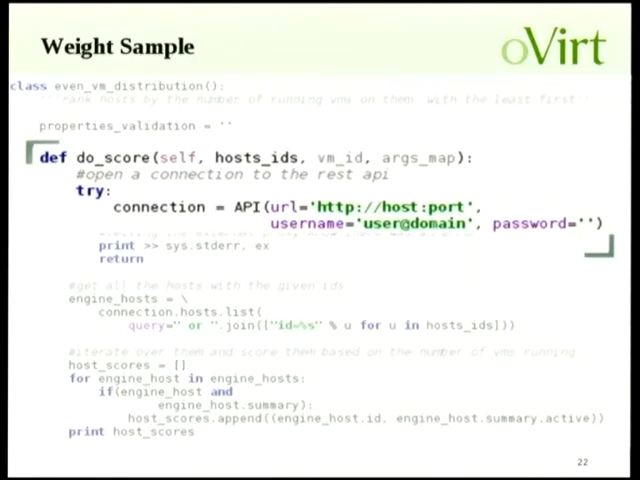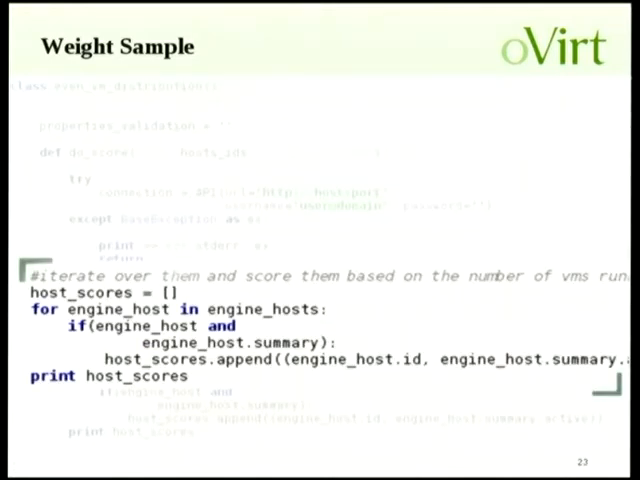We connect to the SDK, and then the logic of the weight is basically we iterate over all the hosts, and we append to a list a tuple of the host ID and the weight of that host. The weight of the host is the number of active VMs on that host. So it would be ordered by the number of running VMs within that host.